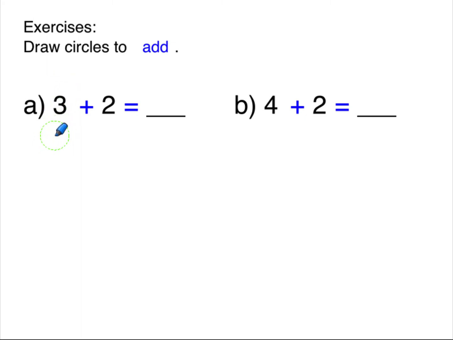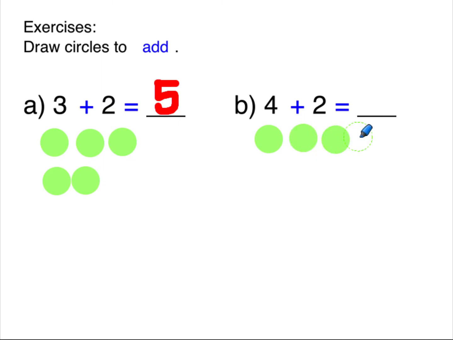So how many circles do I start with? Yes, 3. 1, 2, 3. And how many more circles do I do? 1, 2. How many do I have all together? All together I have 5. Over here, how many circles do I start with? 4. And how many more do I make? 2. How many do I have all together? 6.